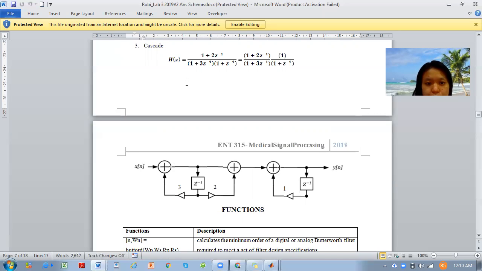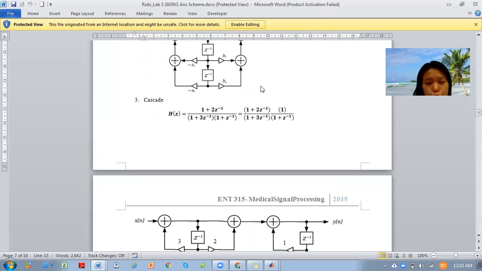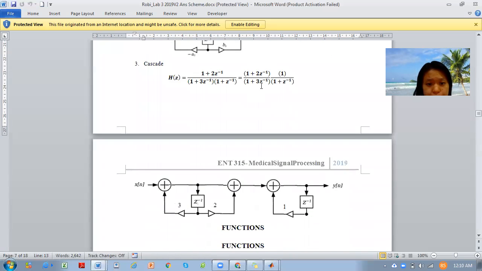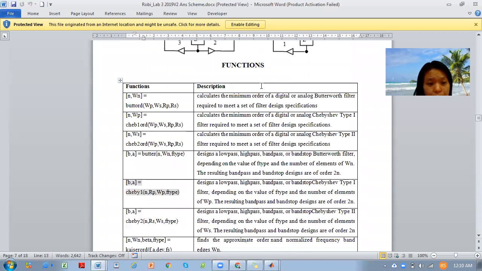Okay, so today we will go through how to design an IIR filter by using Matlab. First we are using this function from Matlab. This function calculates the minimum order of our digital or analog Butterworth filter.